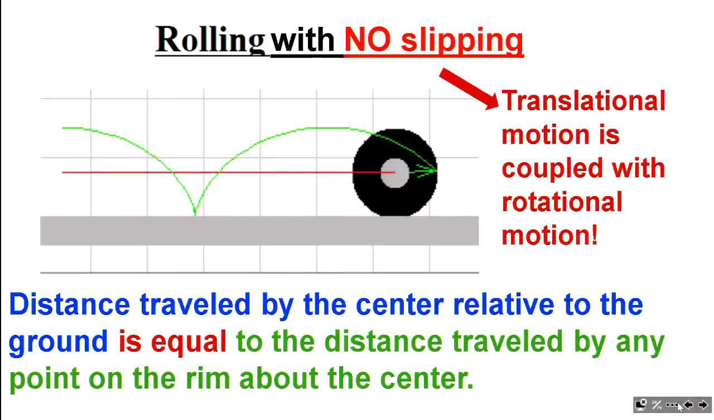Rolling. Rolling is a motion when an object simultaneously rotates and travels translationally. So it's a combination of rotational and translational motion, like every wheel does. That's rolling.